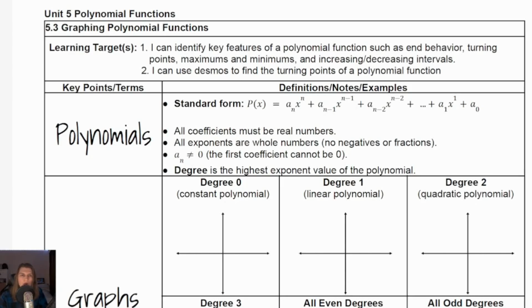Welcome back, Algebra 2. Today we are continuing polynomial functions, and we're actually going to be graphing polynomial functions today. I will also be teaching you how to use Desmos to graph them.